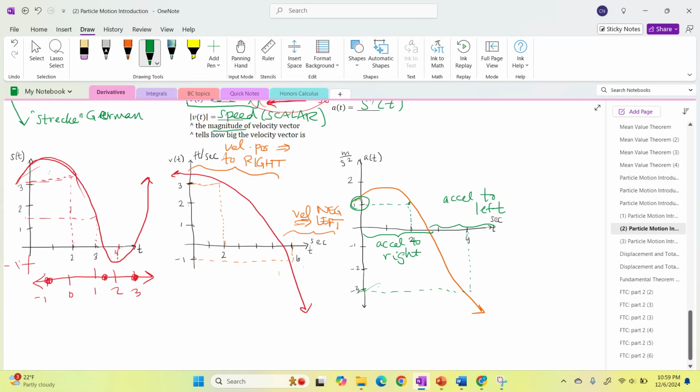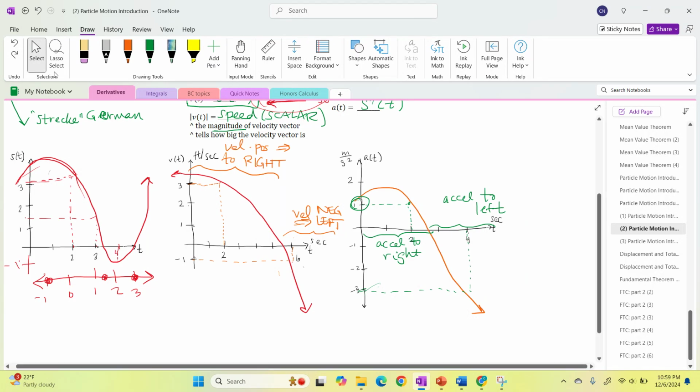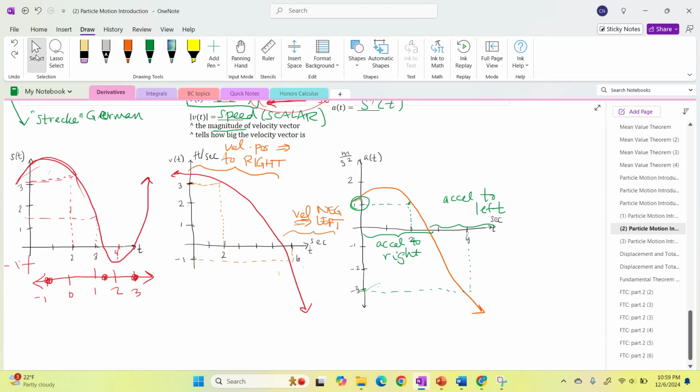Now, one thing to keep in mind, if you're looking at an acceleration graph, you can't tell if you're speeding up or slowing down. So we're going to talk about speeding up and slowing down in just a second here. You also can't tell if you're moving towards the left or the right. You can tell if you're moving to the left or the right in these graphs, but not in the acceleration graph. So every graph tells you different information. The acceleration graph is a little limiting in those ways.